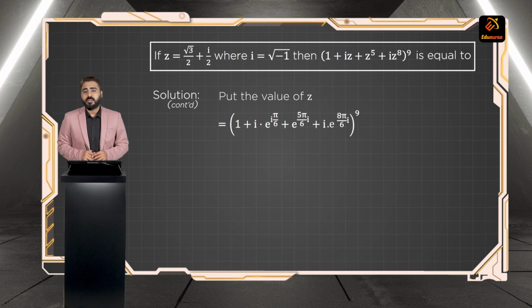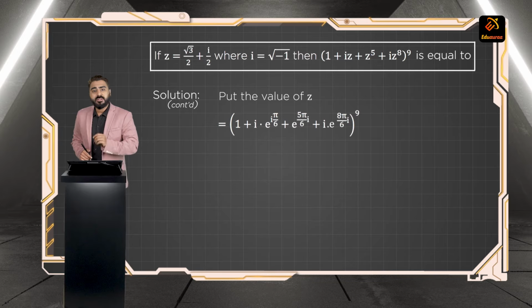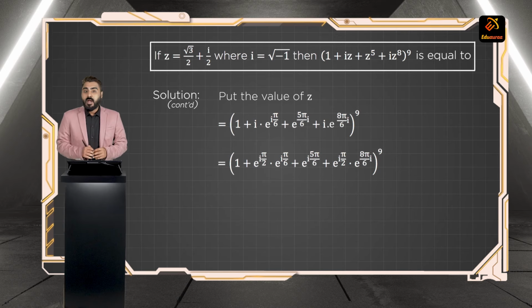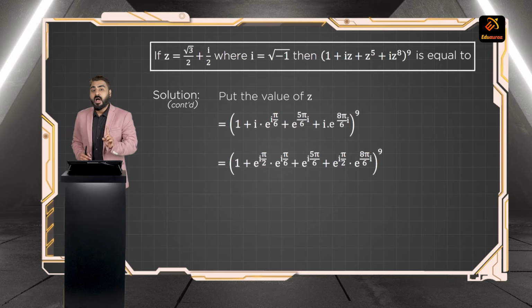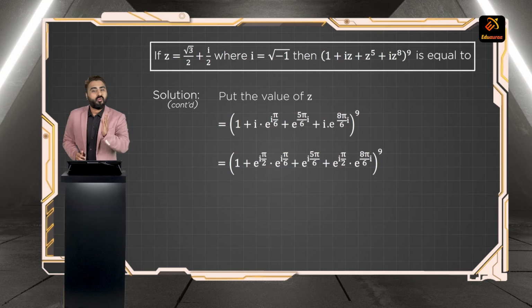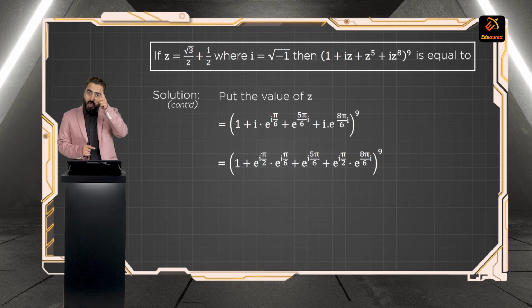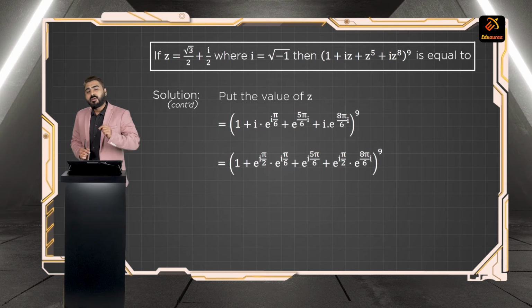Now students, how do we solve this further? So we will write this step as 1 plus e raised to i pi by 2 into e raised to i pi by 6. How students? We have i, and what is i? i is nothing but a point on the y-axis. So we are writing this as e raised to i pi by 2. We all know students that if the real part is 0, that means it is purely imaginary, and if it is purely imaginary, that means it is lying on your y-axis. So we will replace this i as e raised to i pi by 2.